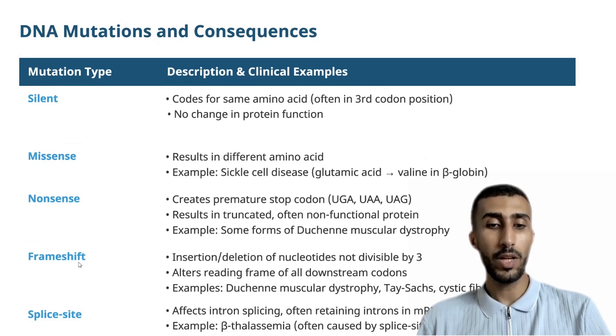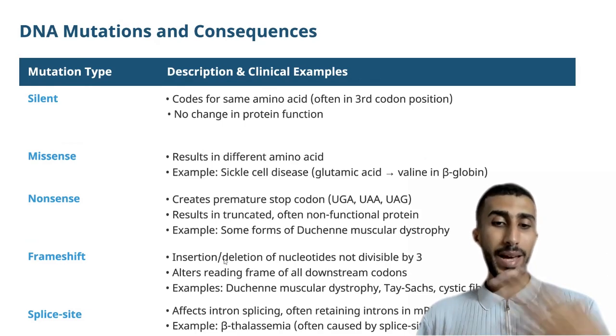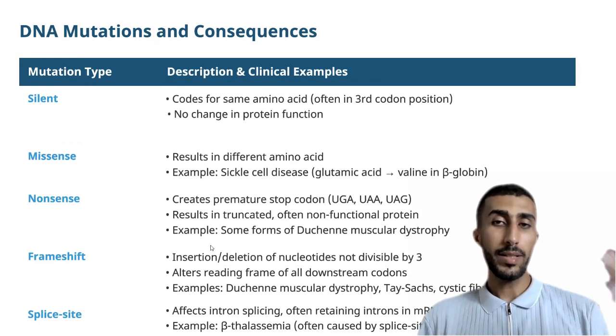Next, frame shift mutation. Insertion or deletion of nucleotides not divisible by 3 is going to be a very, very bad problem, because remember there are 3 nucleotides in each codon for each amino acid. If we, for example, add 3 nucleotides, it's going to keep the same sequence of the consequent amino acids. But suppose we have insertion or deletion of nucleotides not divisible by 3. This is going to affect the whole consequent chain of amino acids. So this is going to alter the reading frame of all downstream codons.